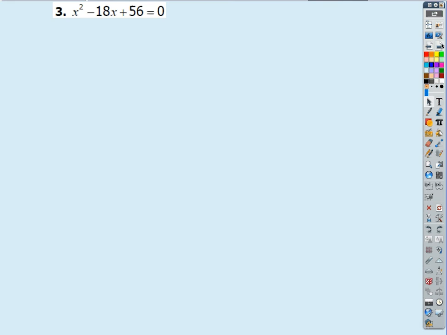Right. So anyway, we've done this before. The only difference this time is, phone should be away, please. The only difference this time is instead of having a y on the other side, we're just going to have a number on the other side, right? But it's the same steps. We want to get the left side of the equation in the form x squared plus bx, right? So what's the only thing I have to do? Subtract 56, right? So if I move the 56 to the other side, I'm going to get x squared minus 18x equals negative 56.